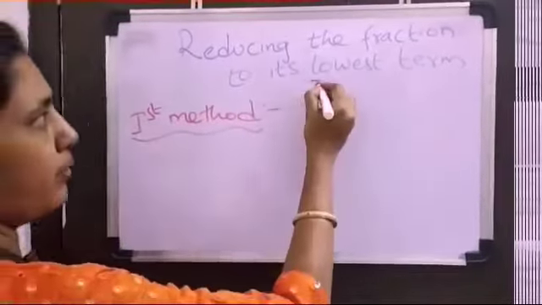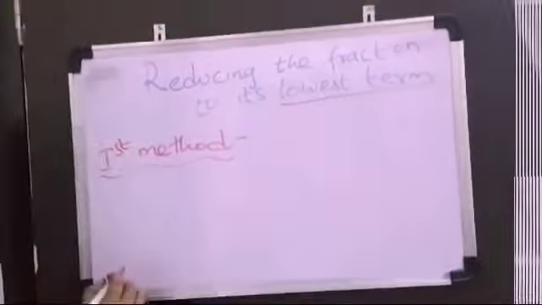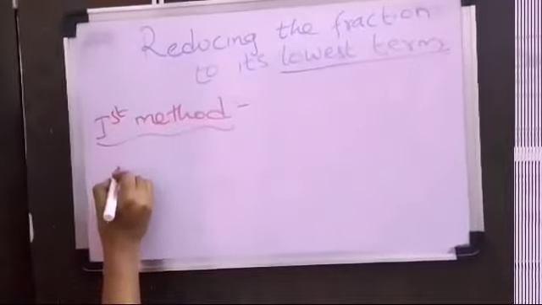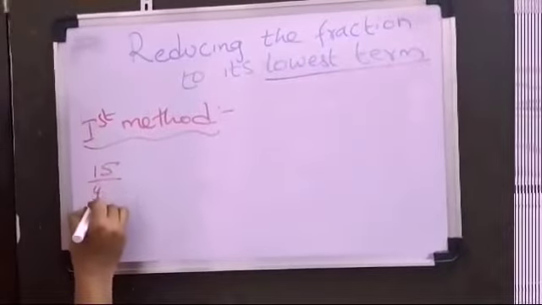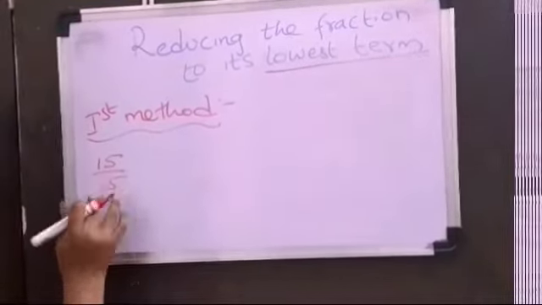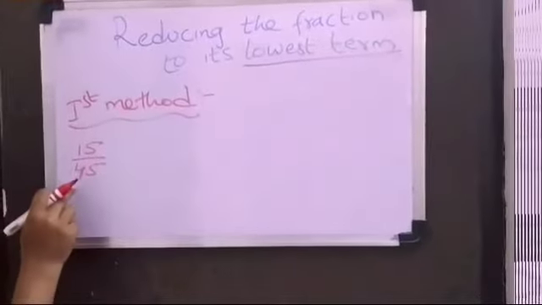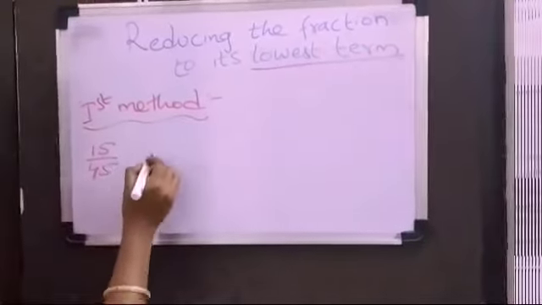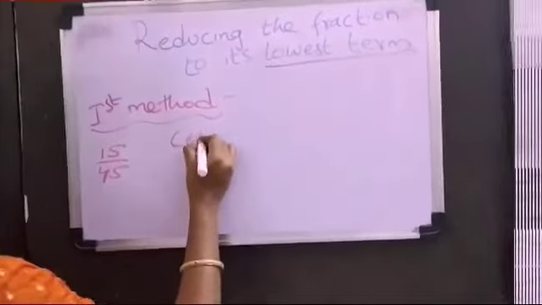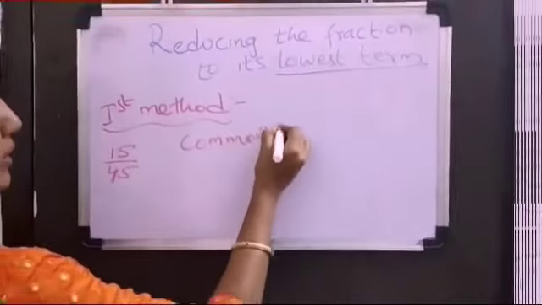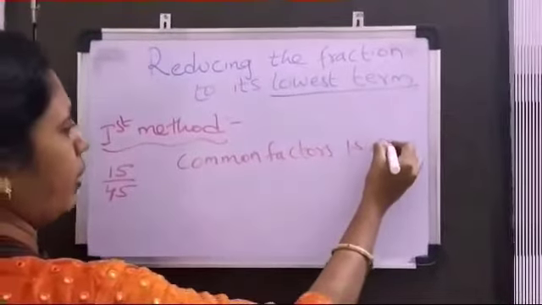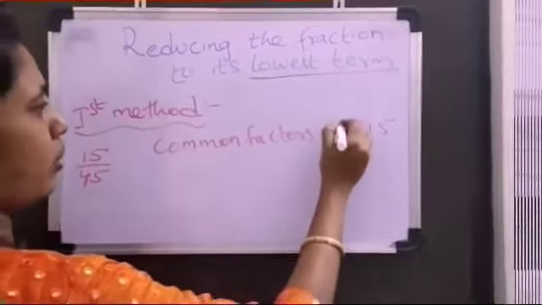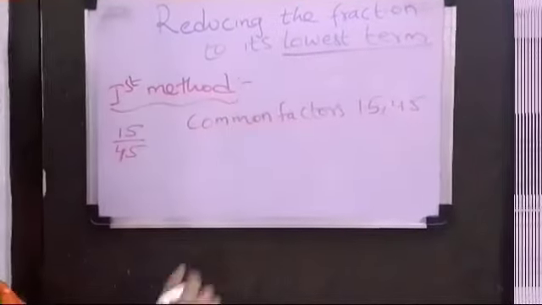What are we doing? To find the lowest term of a given fraction. I'll take, for example, 15 by 45. Let's take the fraction 15 by 45. Now they are asking to find the lowest term of this fraction. In the first method, first you need to find the common factors of 15 and 45.